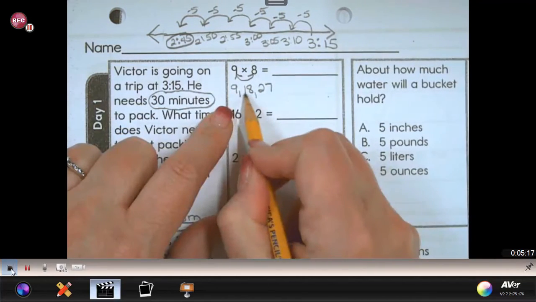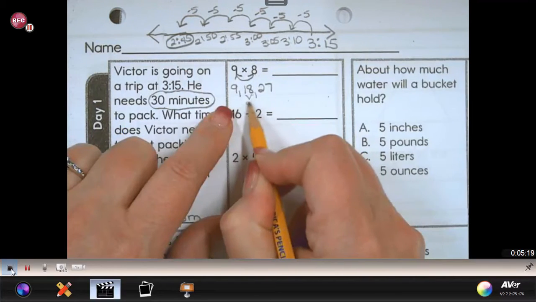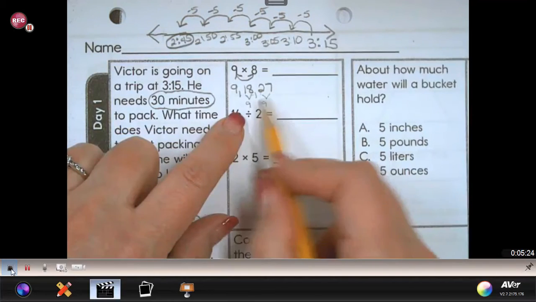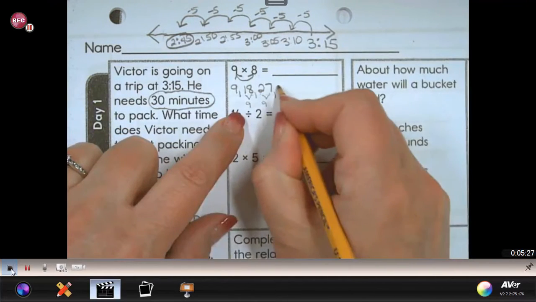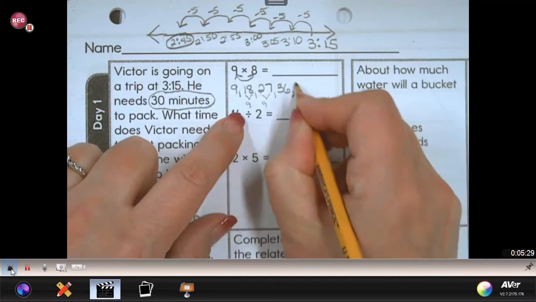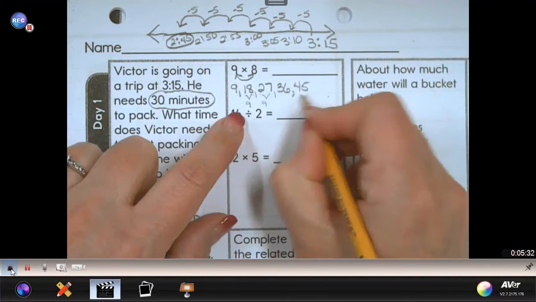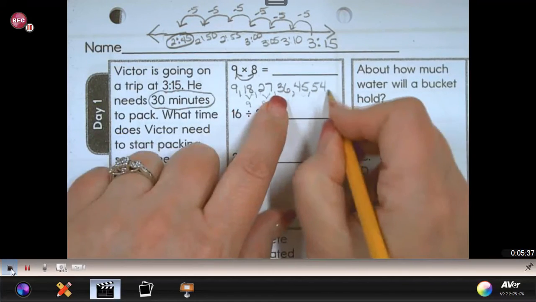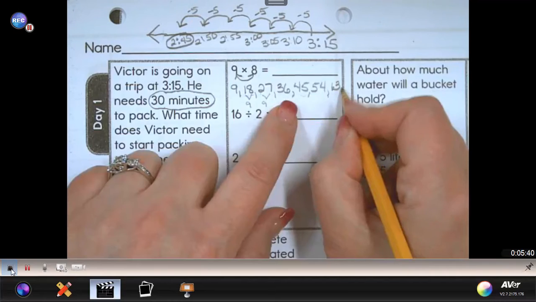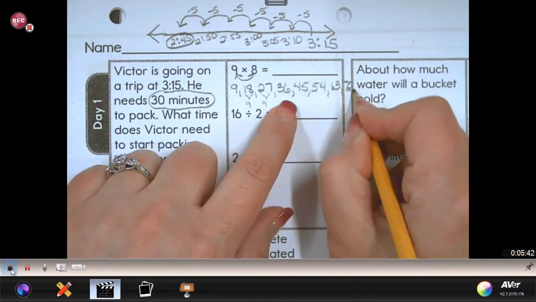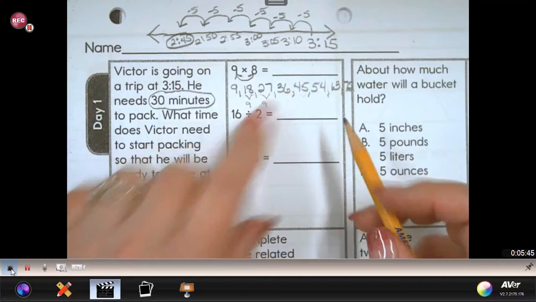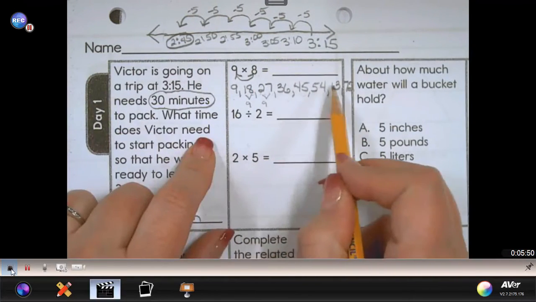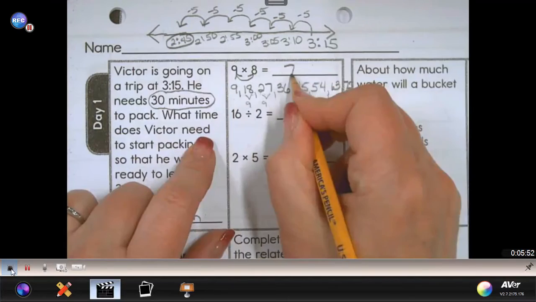27. Remember, these two digits should add up to 9 when you put them together. 2 and 7 makes a 9 when you put the digits together. We have 36, 45. Now these digits are going to switch places. We have 54, 63, and finally 72. 72 is going to be 8 groups of 9. 1, 2, 3, 4, 5, 6, 7, 8 groups of 9 is 72.